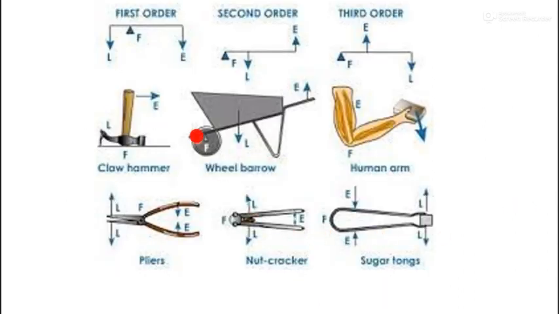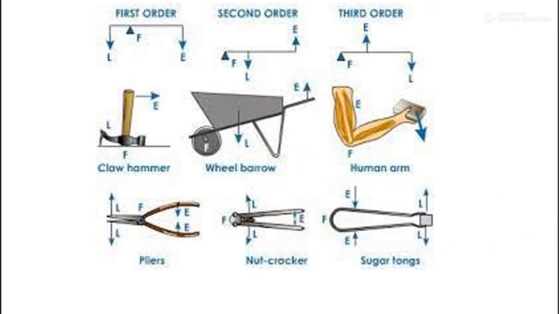Now again, the examples of first, second and third kind of levers. I will describe again the first kind of lever: the fulcrum is between load and effort. Second kind: load is between fulcrum and effort. Third kind: effort is between fulcrum and load. These are the common examples you can see here.